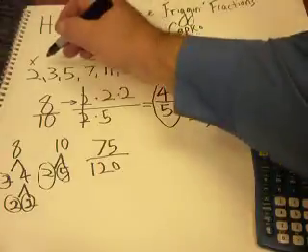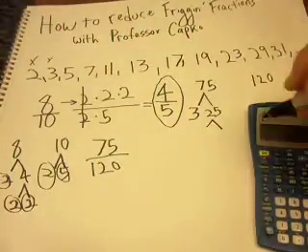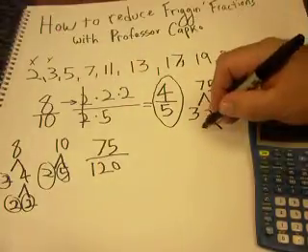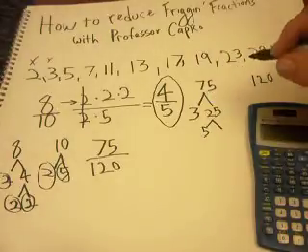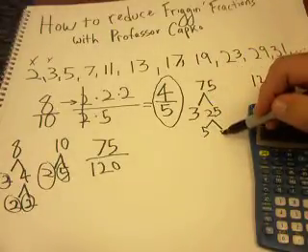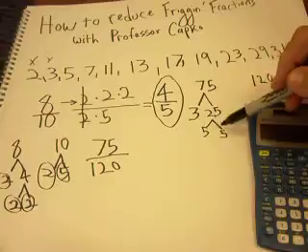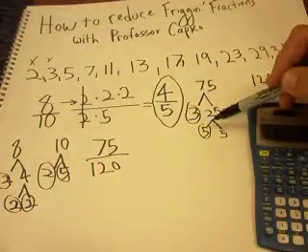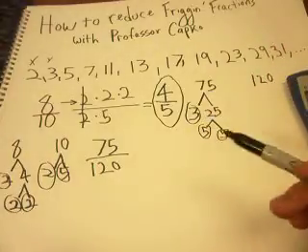3 doesn't work anymore, so I can stop using 3. I move up to the next prime number, which is 5. 5 times what is 25? That's right, 5 times 5. Well, now all I've got is prime numbers, so I can't break it down anymore. So I got 3 times 5 times 5.